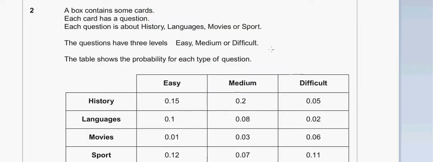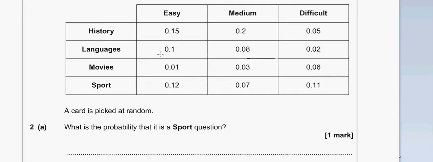Okay, so question 2, a box contains some cards. Each card has a question. Each question is about history, languages, movies or sport. So we've got that down here. And the questions have 3 levels, easy, medium or difficult. And the table shows the probability of each type of question. Okay, so somebody's already worked out the probabilities for us. So in this box here, if we were to add all these probabilities up, the one thing that we know is that they would all equal 1, because if you draw a card, it's going to be one of these. So all probabilities equal 1.